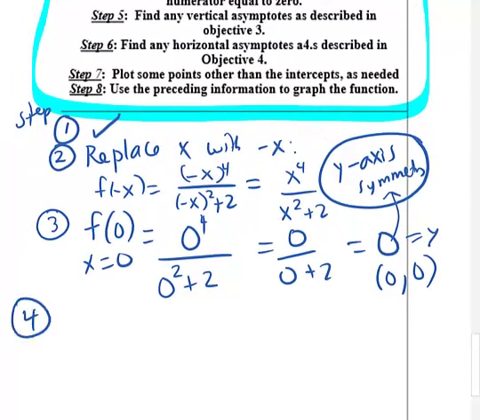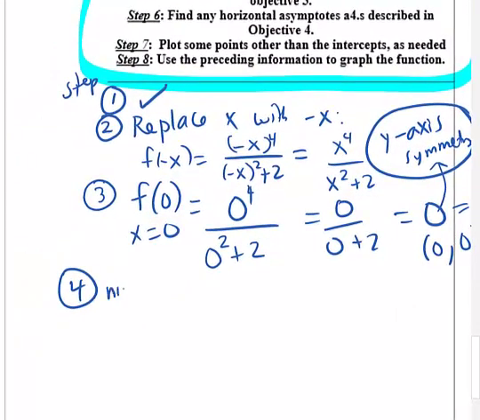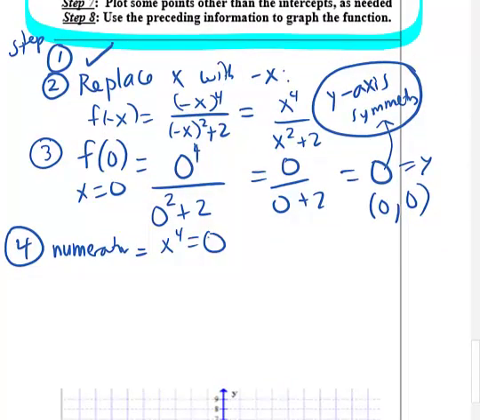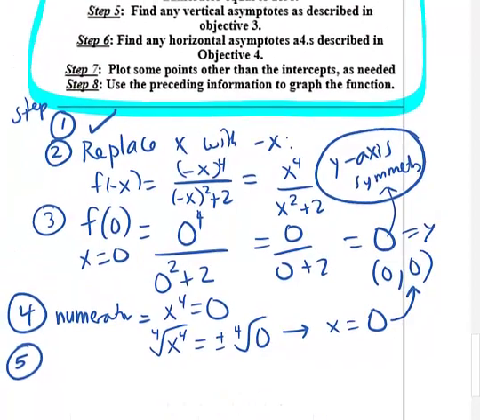Step 4, find any x-intercepts by setting the numerator equal to 0. The numerator is, what was it? I already forgot the function. It's x to the 4th. If I set that equal to 0 and solve for x, I would take a 4th root of both sides to get rid of that 4th power. I'm supposed to put a plus or minus, but because I'm getting 0 as an answer, it doesn't really matter. That's actually a point I already knew about. The origin was already a y-intercept, and I found that it's also an x-intercept. Big deal. I already knew the graph went through that point.